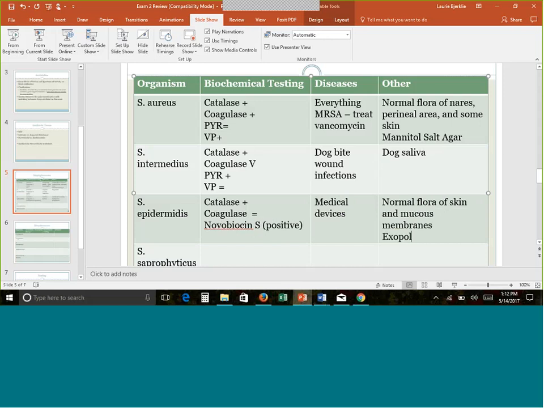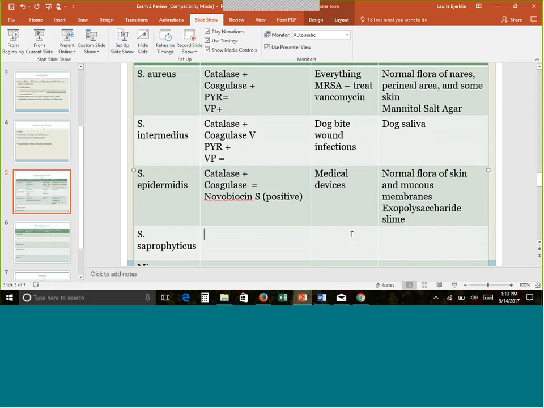exopolysaccharide slime. I can't spell today. There we go. So it can create this layer of slime that really adheres it to the prosthetic valves, the medical devices, catheters, you know, in general. And then when they put those into the patient, it gets introduced into a sterile area, and then it's like, oh, we're here, we can do what we want. So it causes infection that way. Otherwise, pretty much just shows up as contamination.